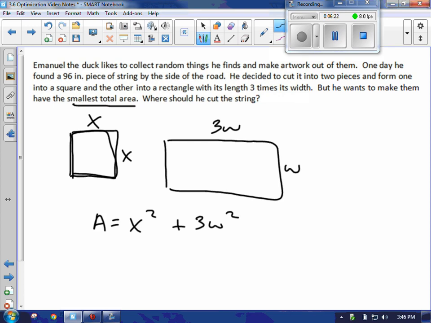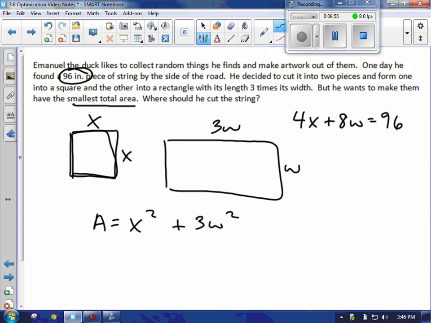They also tell us that the string is a total length of 96 inches. So that would be the total perimeter. The perimeter of the square would be 4x, and the perimeter of the rectangle would be 8w. And we know that that equals 96. So we're going to use this. This is basically now a system of equations. We want to get one in terms of the other. It really doesn't matter, but I like to think ahead and think what would be the easiest.